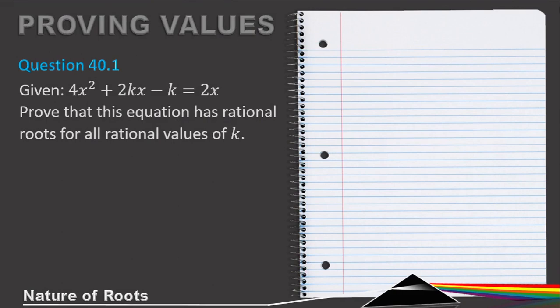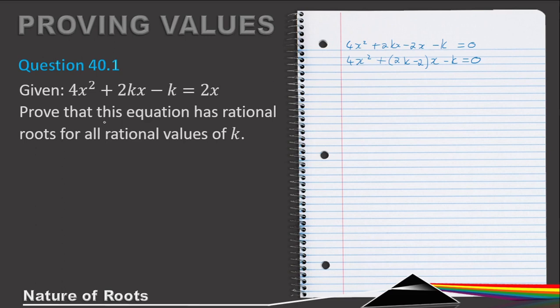Okay, 40.1. Given 4x squared plus 2kx minus k equals 2x, prove that this equation has rational roots for all rational values of k. Standard form, we have 4x squared plus 2kx minus 2x, need an x there, minus k is equal to 0. Group the like terms, 4x squared plus (2k minus 2)x minus k equal to 0. All right, and then we start.